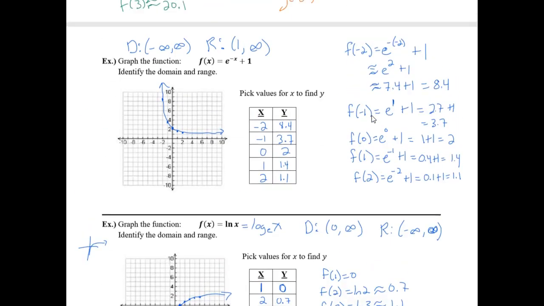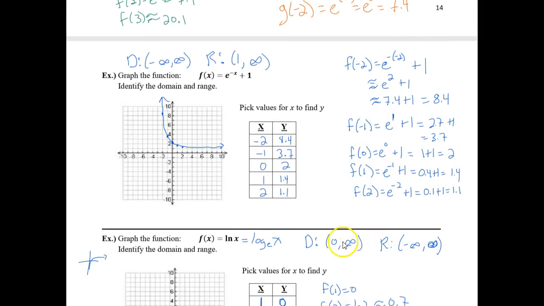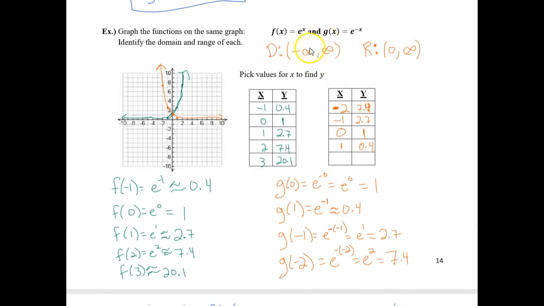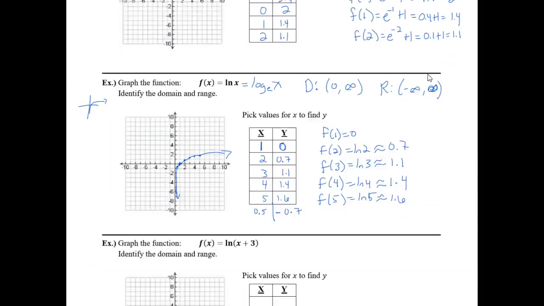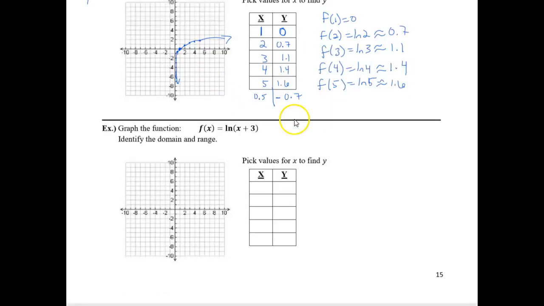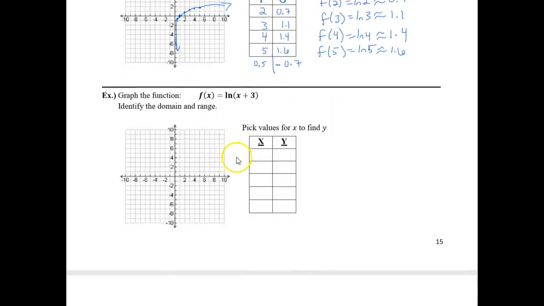And we notice it is the inverse of the e function, which had a domain of negative infinity to infinity and a range of 0 to infinity, versus the log had the flip-flop. The domain was 0 to infinity and the range was negative infinity to infinity, because they are inverse functions of each other. Go ahead and try to graph the next example.